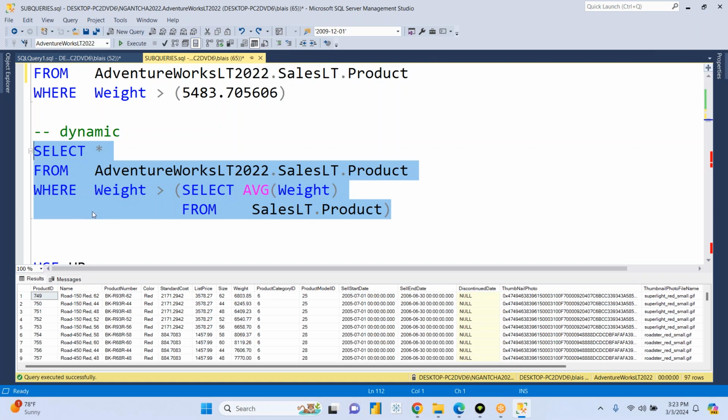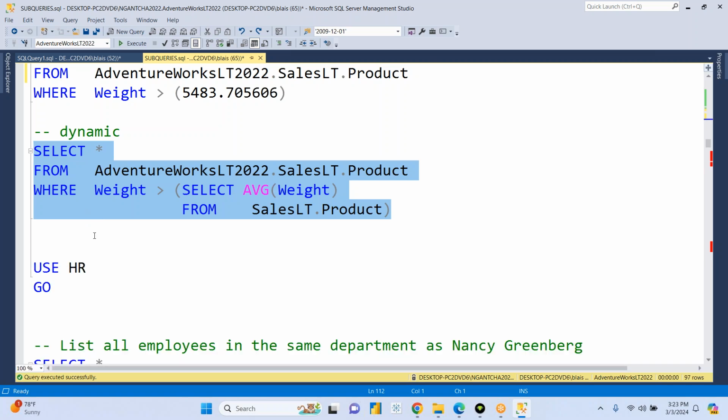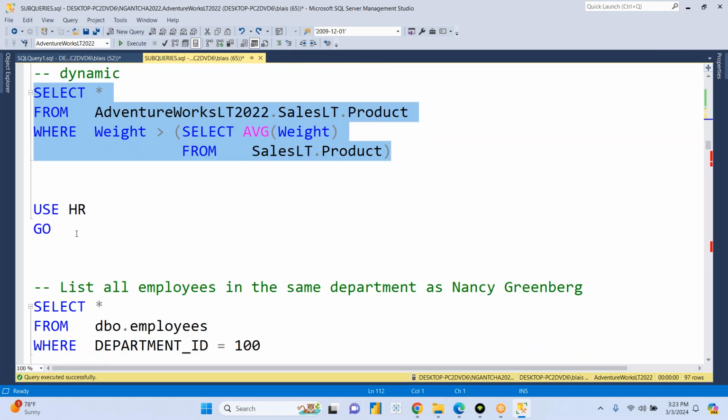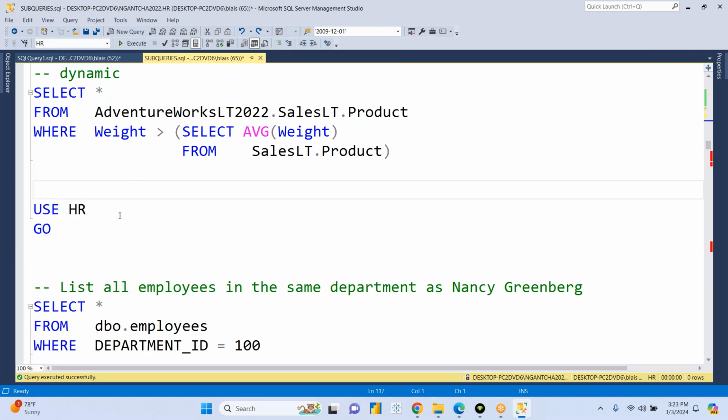Subqueries are very interesting. Right. Okay. Any questions so far? If not, let me just go to HR. Let's look at one example so that we can clarify this further.